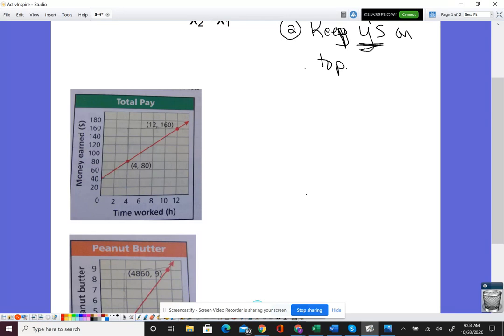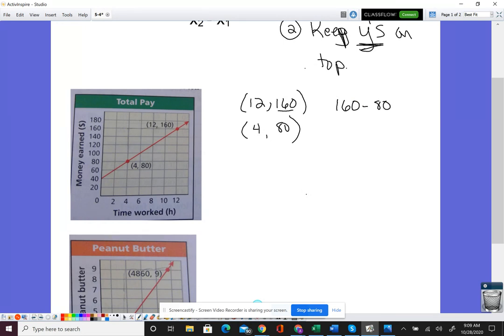So this part, when we talk about domain and range, 0 would not be in the domain of this function because that wouldn't make sense to us. But the other points are 12 and 160 and 4 and 80. So by looking at the 4 and 80, we know that he's making $20 an hour, right? Okay, so if we're calculating his slope, we're going to go and look at 160 minus 80.